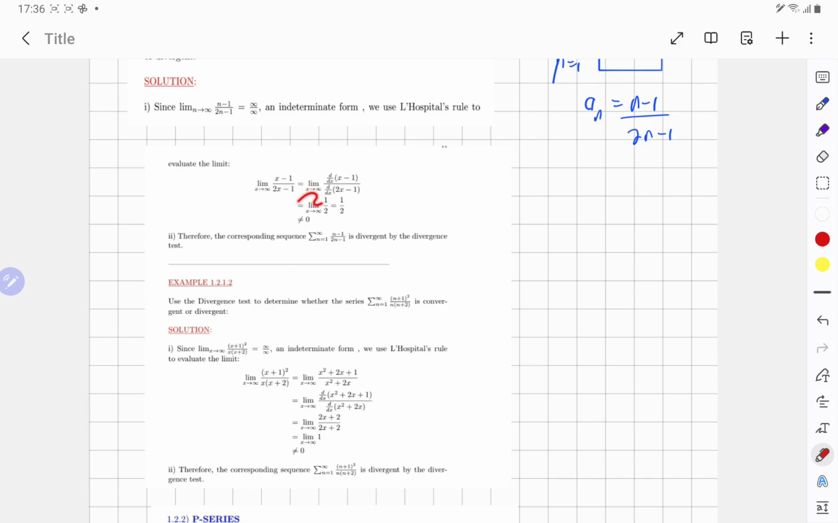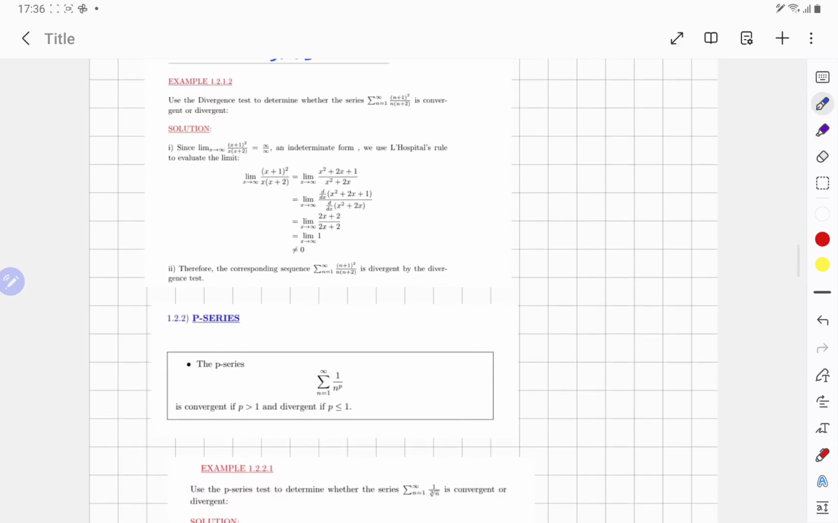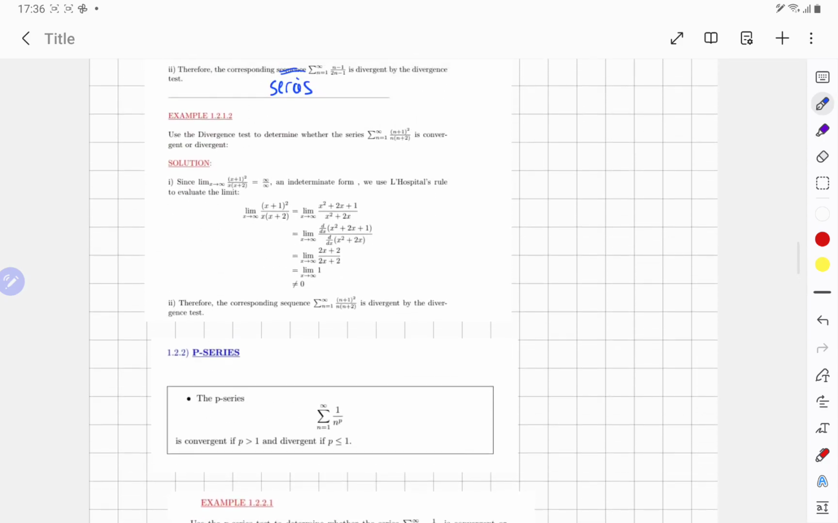What does the divergence test say? If the limit of the sequence is not 0, then the series will be divergent. So the corresponding series is divergent. And please remember in the test, you need to say by the divergence test. Let's do the next one together.